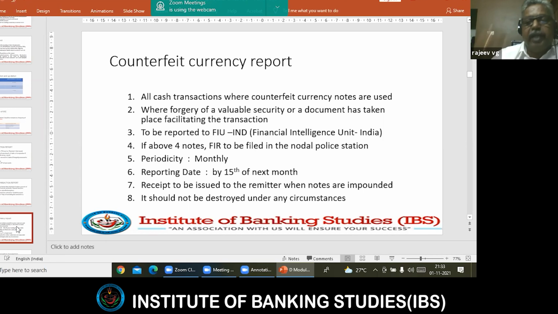And whenever you are getting a counterfeit note at the branch, give a receipt to the person who has tendered it in respect of the note impounded. And please note that do not destroy the note under any circumstances. That is a crime. If you destroy the counterfeit note or forged note, you are destroying the evidence of a crime. So it is a very serious offense. So never destroy a counterfeit note. You make the reporting, you give the receipt, then reporting to FIU. And if you have large numbers, reporting to the police.